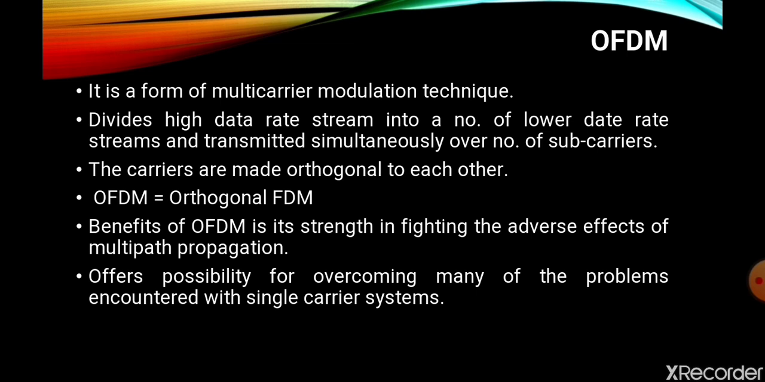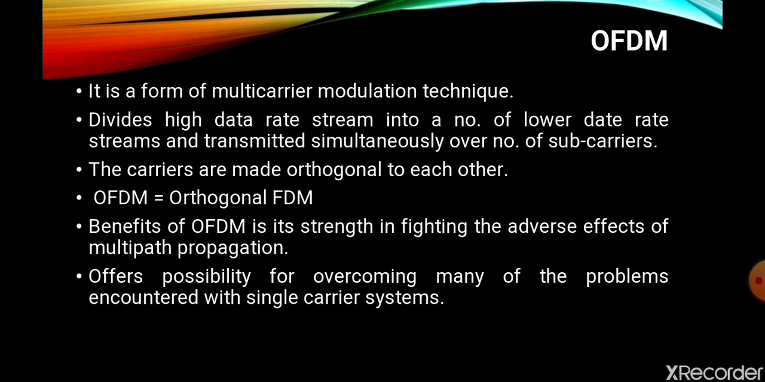To avoid the interference of all these subcarriers with each other, there is a principle applied which is called orthogonality. What is orthogonality? Two signals are said to be orthogonal if they are mutually independent of each other. If two signals have this property of orthogonality, they can be transmitted successfully over a single or common channel without being interfered.